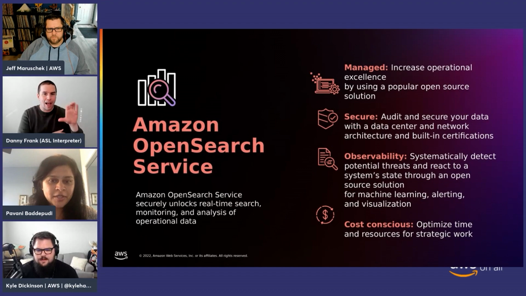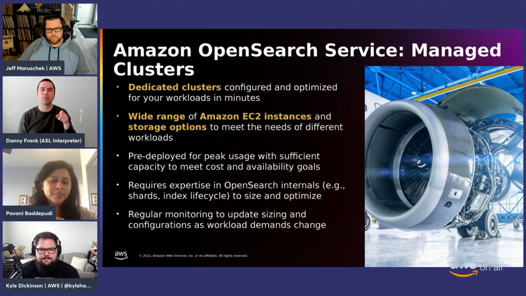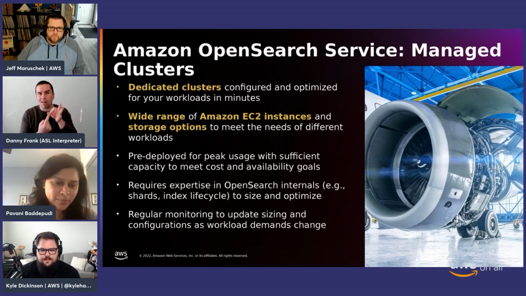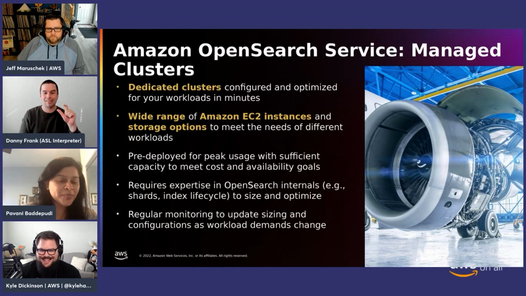Today, customers already use managed clusters, where they get an option to pick their EC2 instances and storage types. They can configure it based on what's best for their applications. But it sometimes requires expertise in OpenSearch internals, like how the data is managed. We have sharding and indexing. How do you manage the index lifecycle? How do you know when to increase the number of shards and when to decrease them?